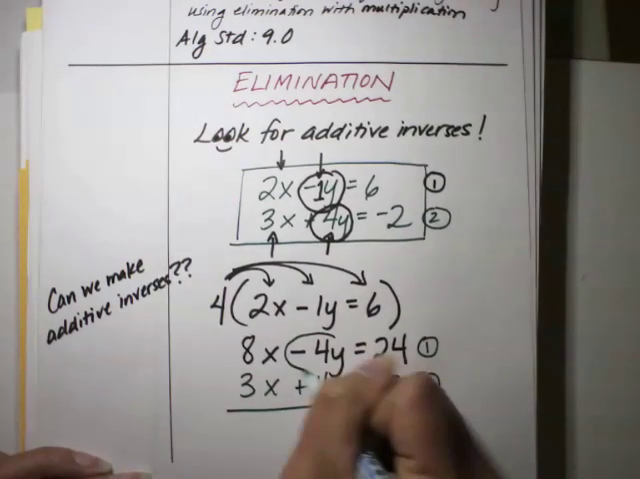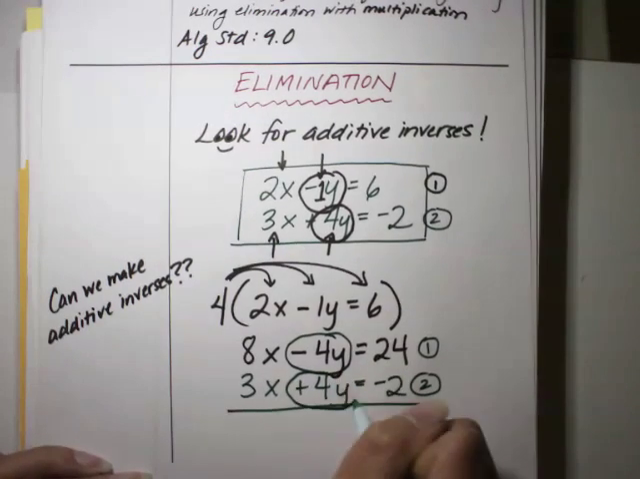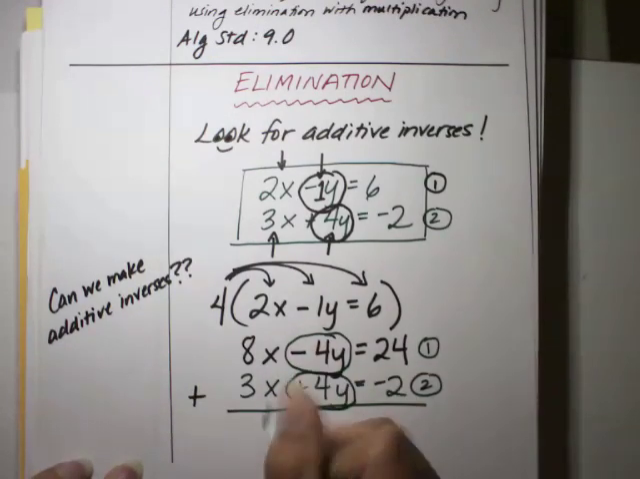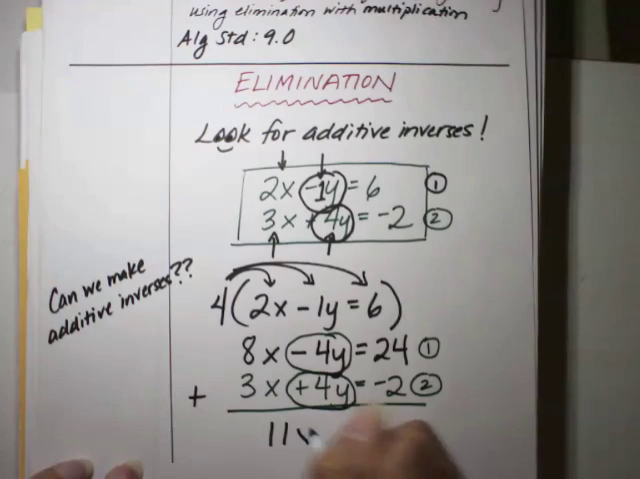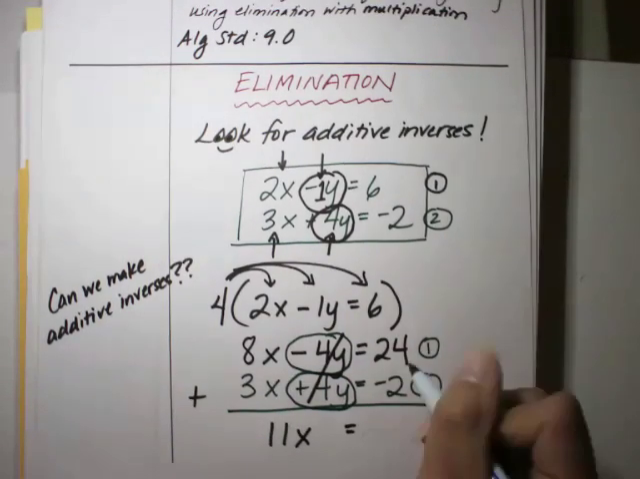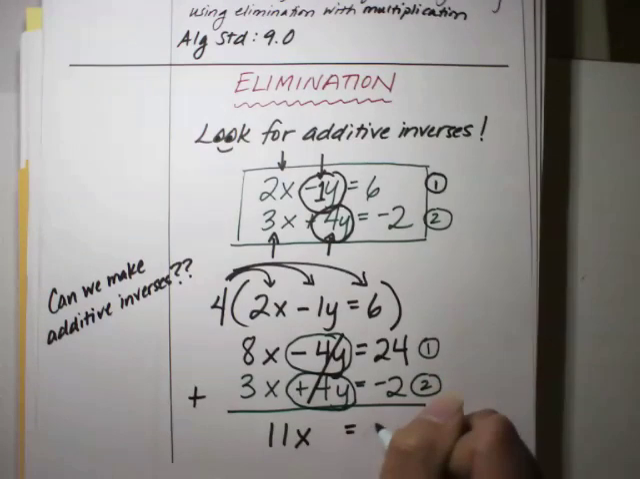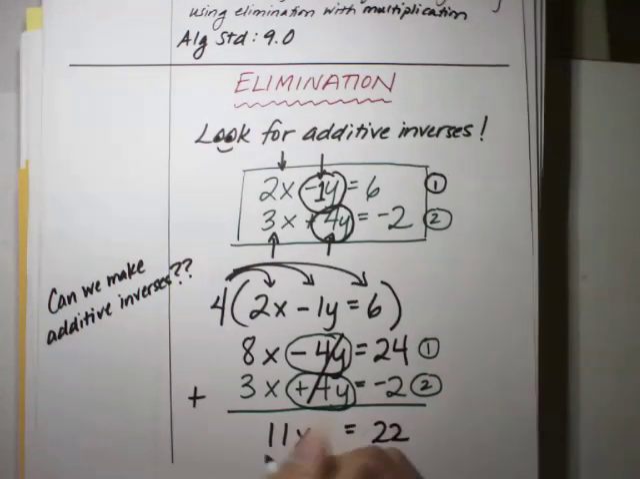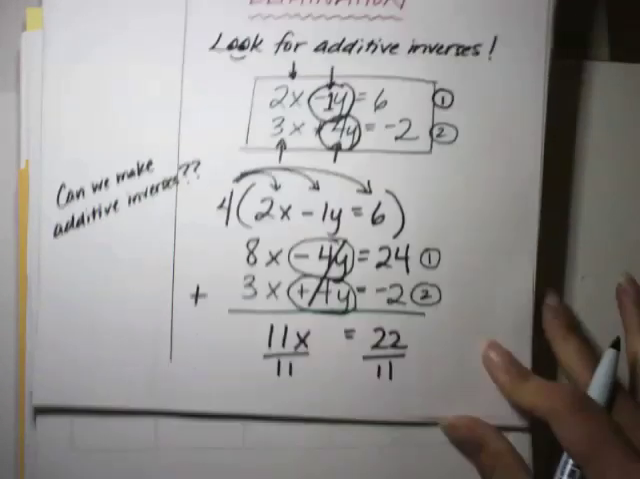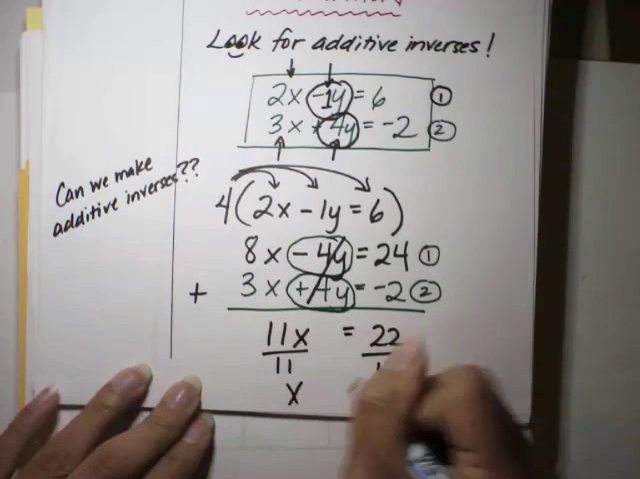You can see the additive inverses right there, the opposite pairs. And once we have those opposite pairs, we can follow what Mrs. Lee told us yesterday about adding equations. We can add them now. 8x plus 3x will give us a total of 11x. 4y and -4y cancel out. 24 plus a -2 will give us 22. Dividing by 11, x will be equal to 2.